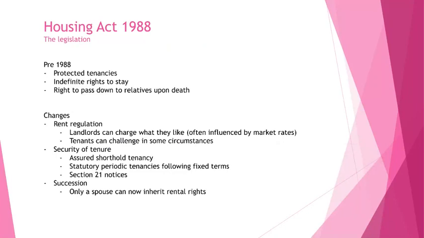So it introduced rent regulation. Landlords were able to then charge what they liked, and it was normally influenced by the market rates. And they allowed tenants to then challenge these in some circumstances. There was a security of tenure, so assured shorthold tenancies. Statutory periodic tenancies were automatically introduced following any fixed terms, and then Section 21 notices. The succession rights were removed so that only a spouse could inherit rental rights from a tenancy.